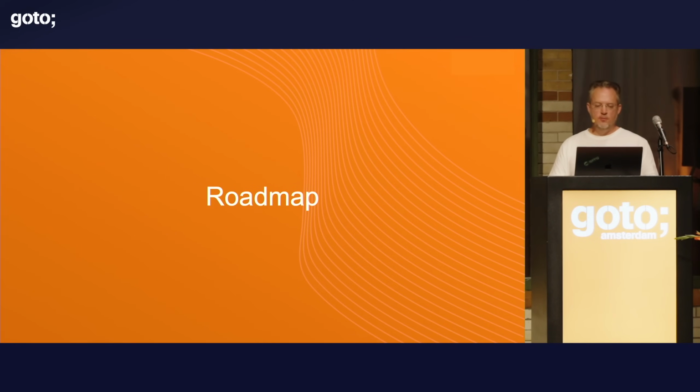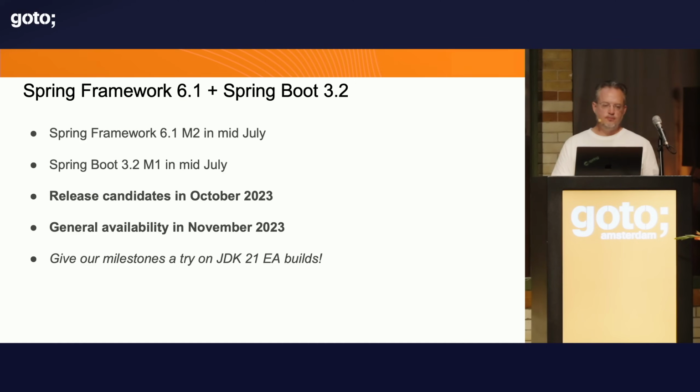So for the roadmap, Spring Framework 6.1, we're already working on that. Spring Boot 3.2, already working on that as well. For Spring Framework 6.1, we already had the first milestone released a few weeks ago. We're working on M2 now and hoping to release that in mid-July. Spring Boot 3.2 should also come out in mid-July. And then later on this year, we'll have the release candidates in October, and hopefully the GA releases should be out in November. So please give our milestones a try and let us know what you think.